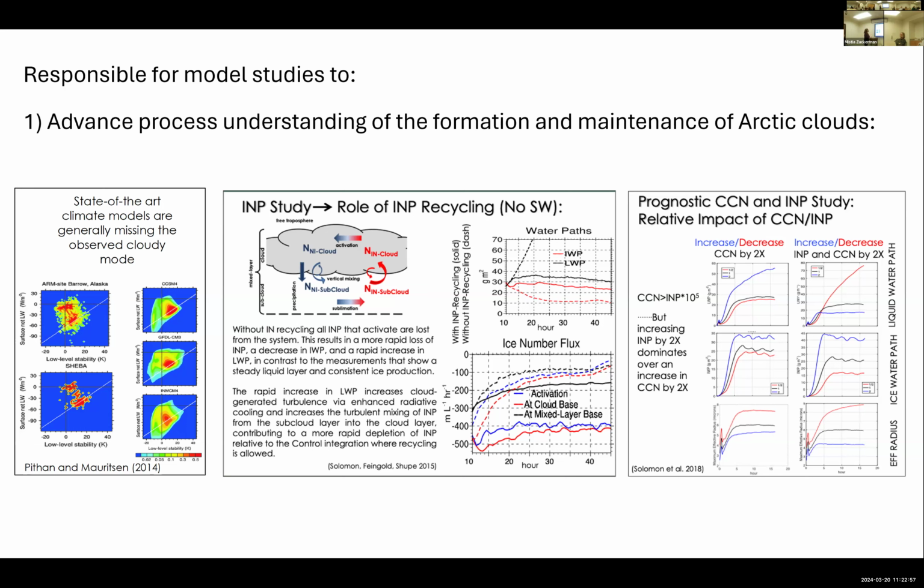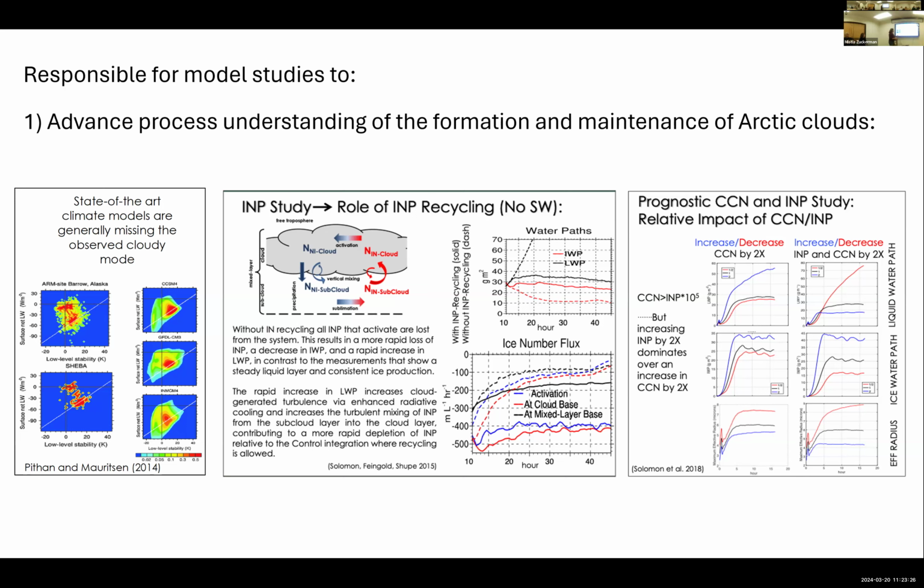On the right, we've been looking at the role of CCN versus IMP. CCN being the aerosols that form cloud droplets versus the aerosols that form ice. This is really interesting because CCN are orders of magnitude larger in number than IMP. There are very few IMP available to form ice. What we're looking at in the column on the left is what happens when you increase and decrease CCN by a factor of 2.